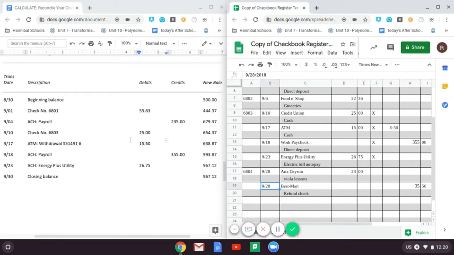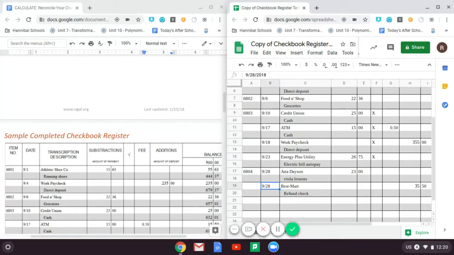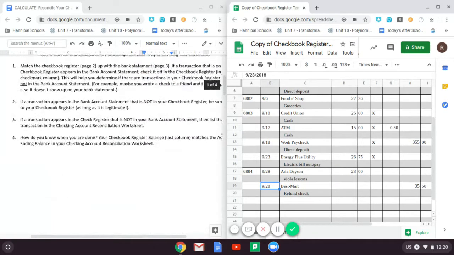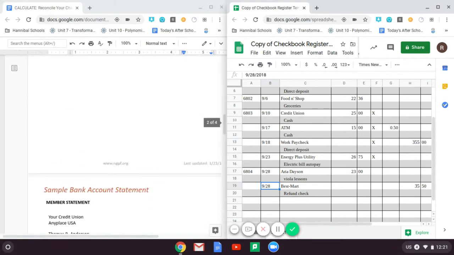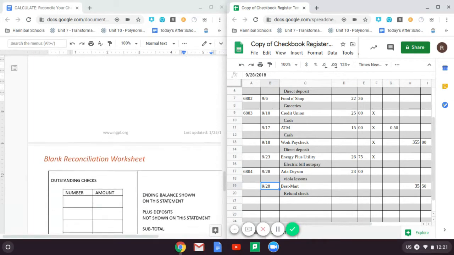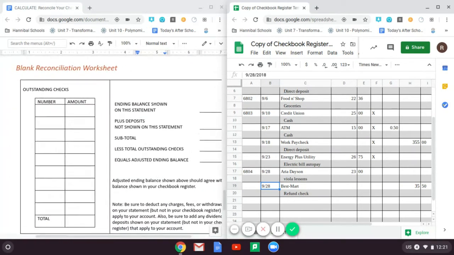So do you remember what it said to do above if we had things on the register that weren't on the statement? Perfect. There we go. Number 3. If a transaction appears in the register that is not in your bank account statement, list that transaction in the checking account reconciliation worksheet. So we haven't even looked at that yet. Let's scroll all the way down here. So here's a reconciliation worksheet.